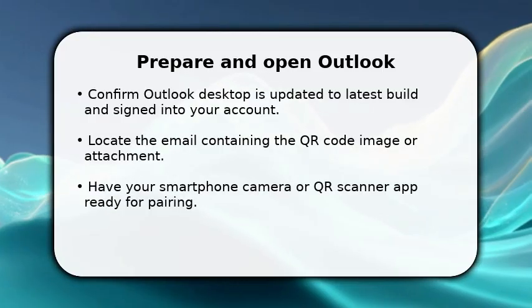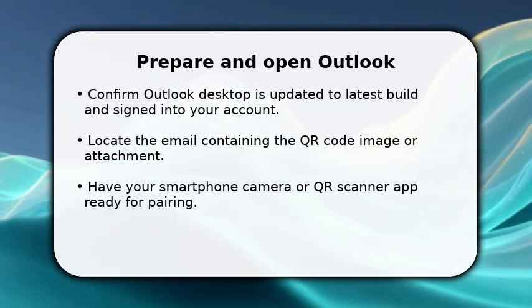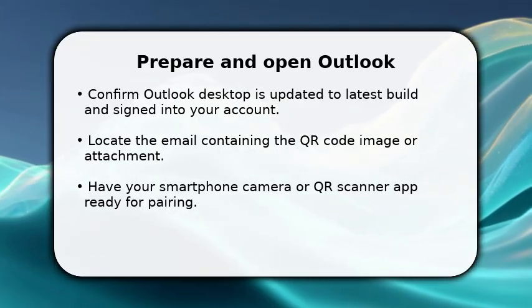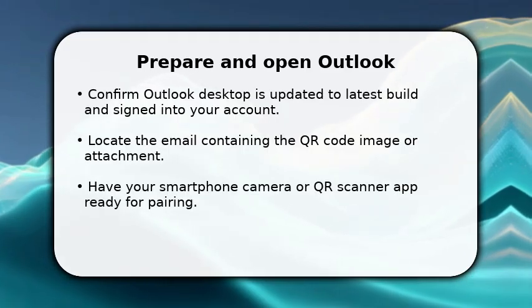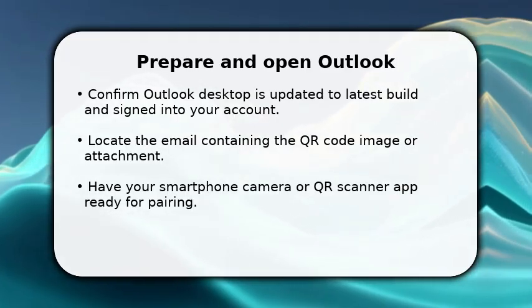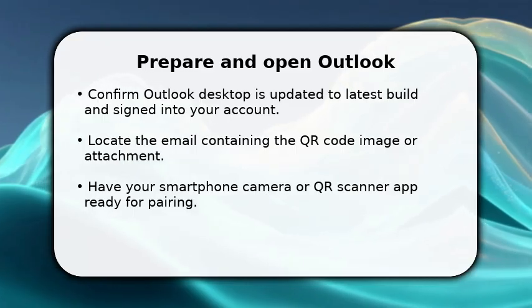You start by making sure Outlook is open and updated. This avoids missing QR features. Once done, find the email that contains the QR image or attachment. Sometimes it's inline, sometimes as a file.